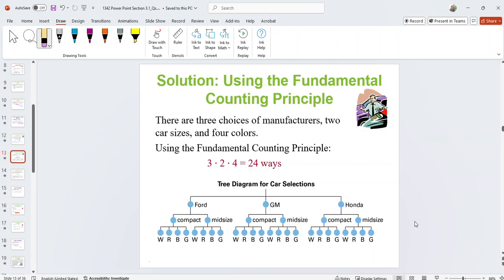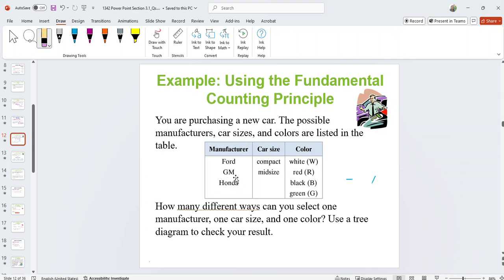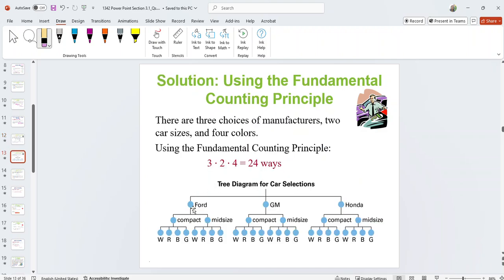So look at this one right here. This is giving you the tree diagram in here, right? So for the manufacturer, you have a Ford, GM, Honda, and then each one can have two car sizes, okay? And then each one you're gonna have 4 different colors in here. So yeah, that is how you draw the tree diagram. But this will be 24, right? We said using 3 times 2 times 4, giving you all the 24 outcomes in here. So you can do the tree diagram just like that.